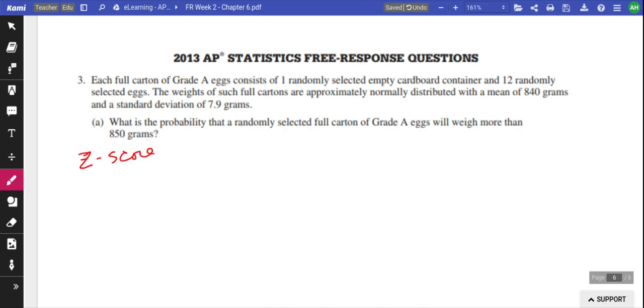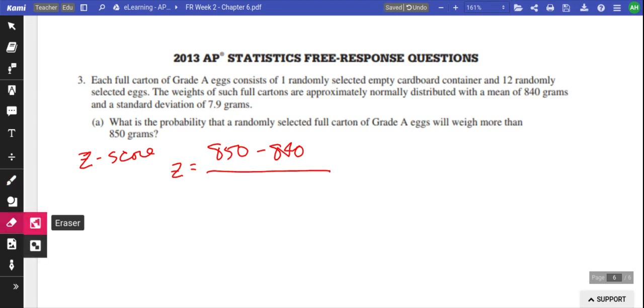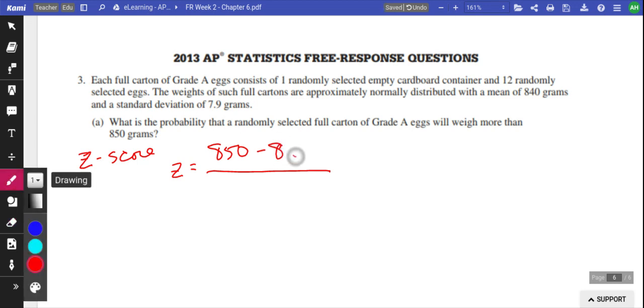Okay, so you're going to say, wait a second, I've got 850 grams. I'm going to compare it to my mean, which is 840 grams. Ooh, if only there was something to standardize it. Oh, wait, we do. Standard deviation is 7.9. So when you do that, it's approximately equal to 1.27, either on your calculator or on the z-table. You're going to go ahead and throw that in.